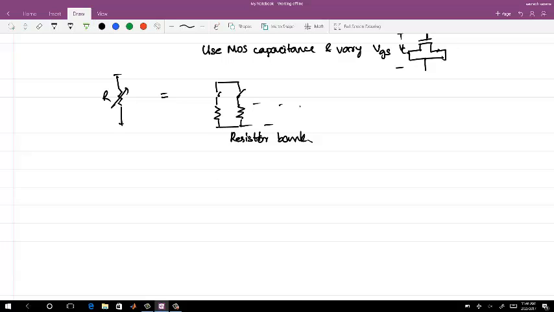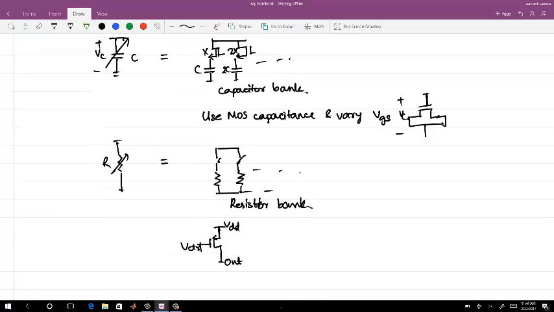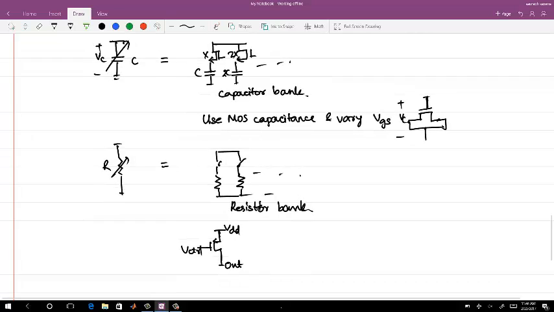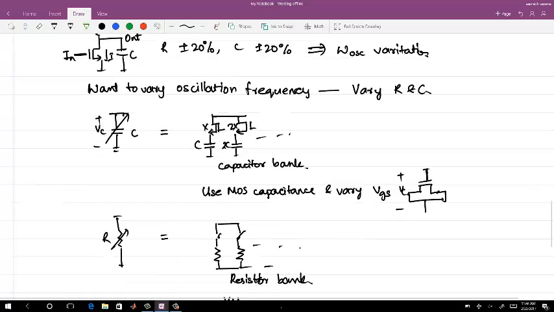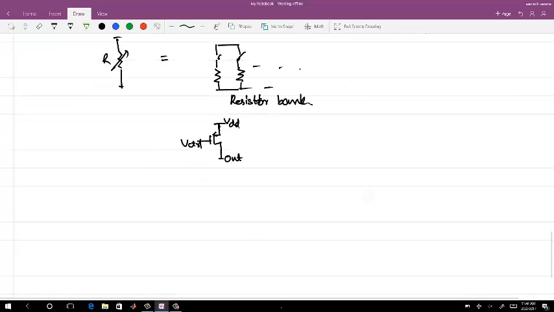Since we are using this R connected to supply, let me say I'm using a PMOS, this is VDD, this is your output terminal here, and this is V control. Okay. So I can use the MOS resistance to control the oscillation frequency. So let's see what happens if you try to do these things.